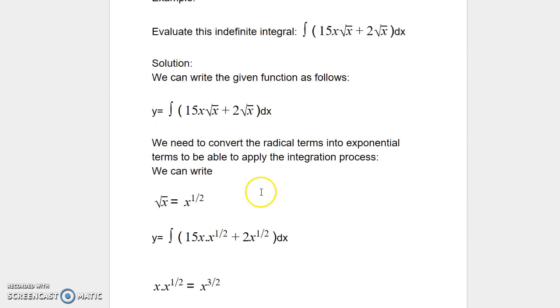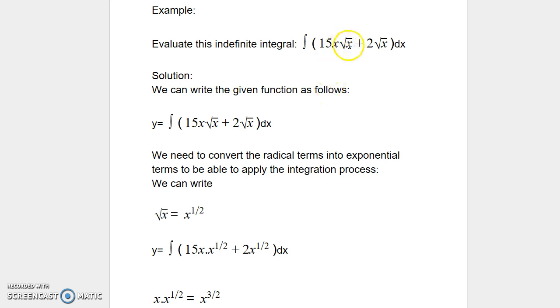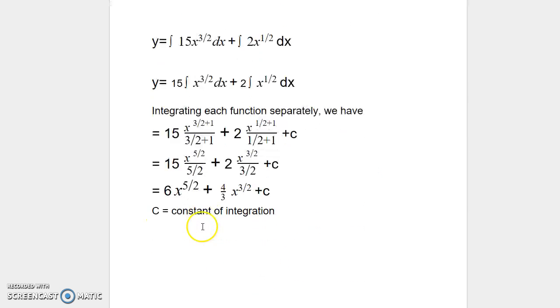So when we have radical terms in the example problem, we want to first convert those radical terms to exponential terms and then be able to solve the problem and arrive at our solution. This is the way we're going to solve the problems.